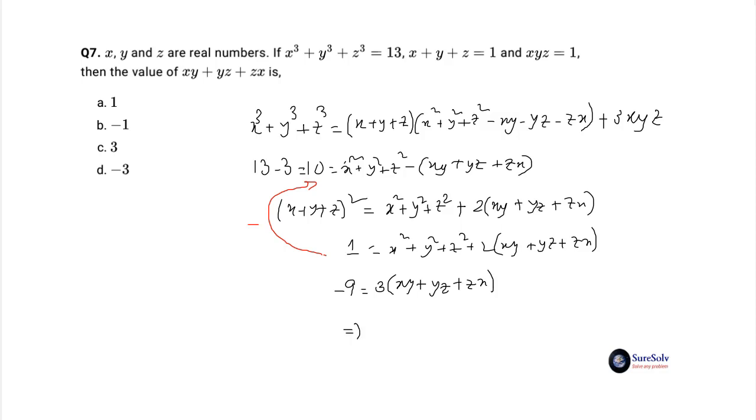Or xy plus yz plus zx equal to minus 3. Answer is option D, minus 3. If you know the relations, solving the problem takes little time as calculations are very simple. Let's solve the next problem.